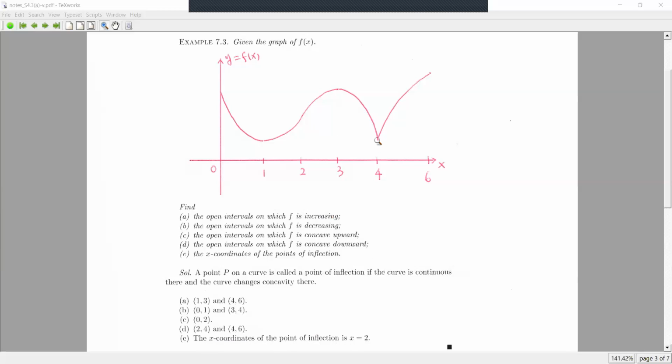How about this point? This point is not a point of inflection because on the left, the graph is concave down. On the right, to this point, the graph is also concave down. So at this point, the graph doesn't change concavity. Therefore, this point is not a point of inflection.